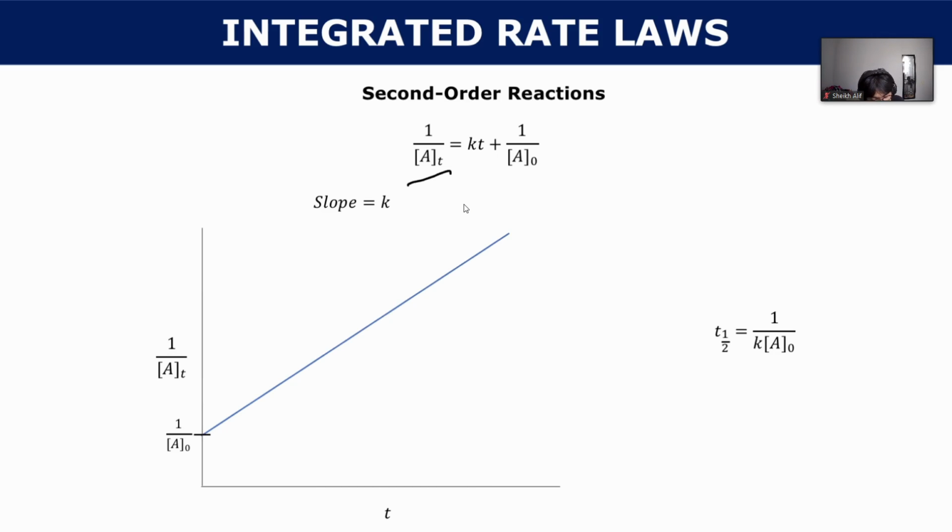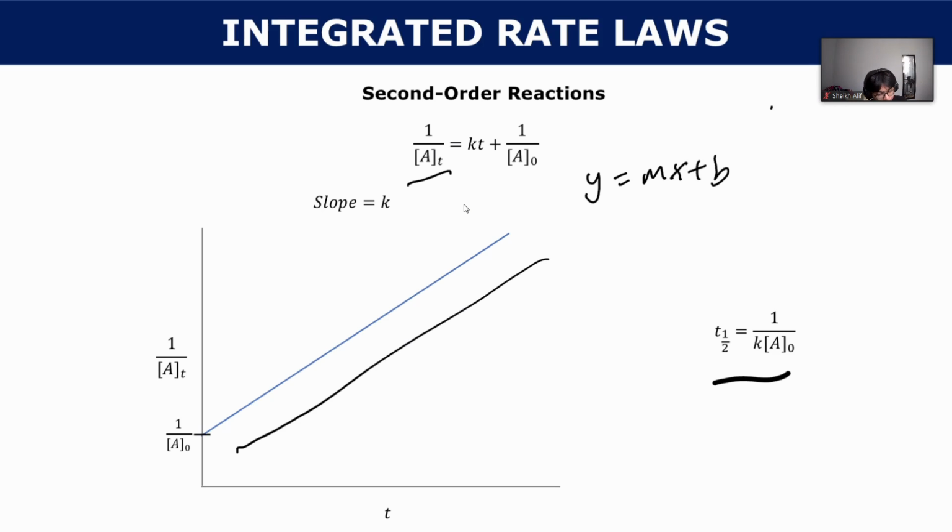So in this case, 1 over the reciprocal of the concentration of A, if you were to plot that against time, you would have a positive linear slope. In this case, the half-life is 1 over K times the initial concentration. And of course, it's going to be in the form y equals mx plus b. Again, the slope this time is K.